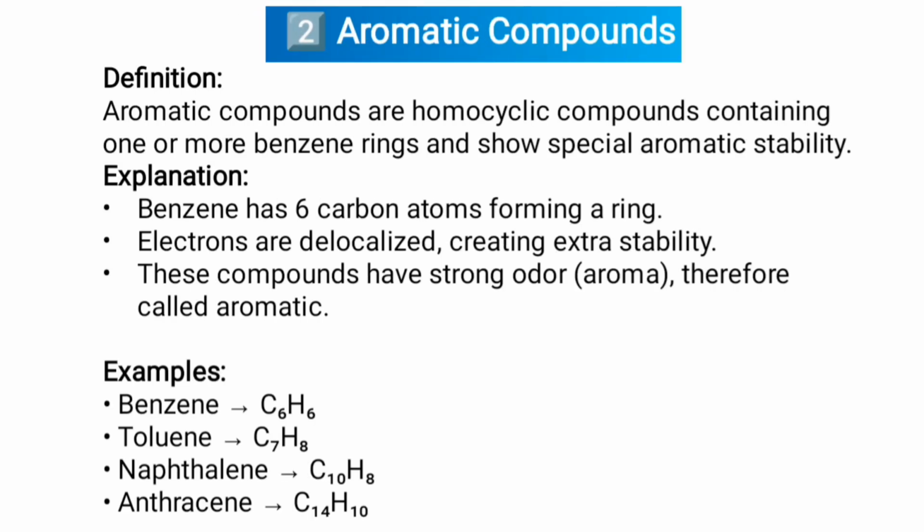Second one, aromatic compounds. Definition: aromatic compounds are homocyclic compounds containing one or more benzene rings and show special aromatic stability. Explanation: benzene has 6 carbon atoms forming a ring. Electrons are delocalized, creating extra stability. These compounds have a strong odor or aroma, therefore called aromatic. Examples: benzene, C6H6, toluene, C7H8, naphthalene, C10H8, anthracene, C14H10.